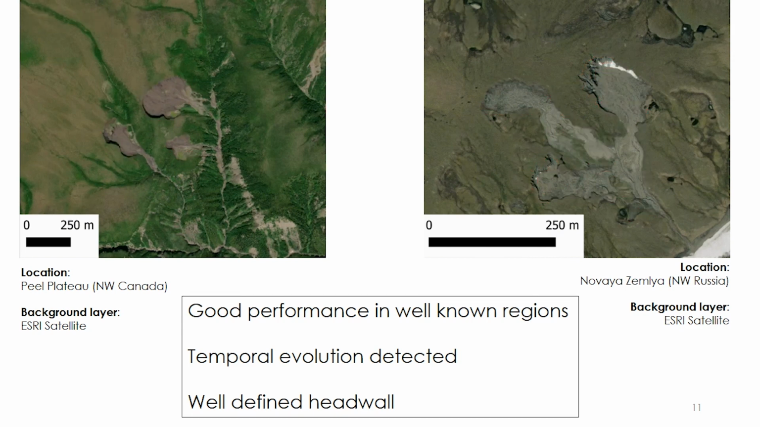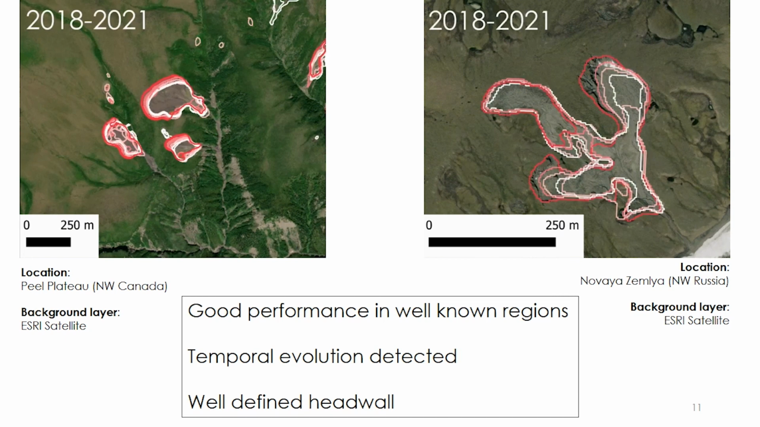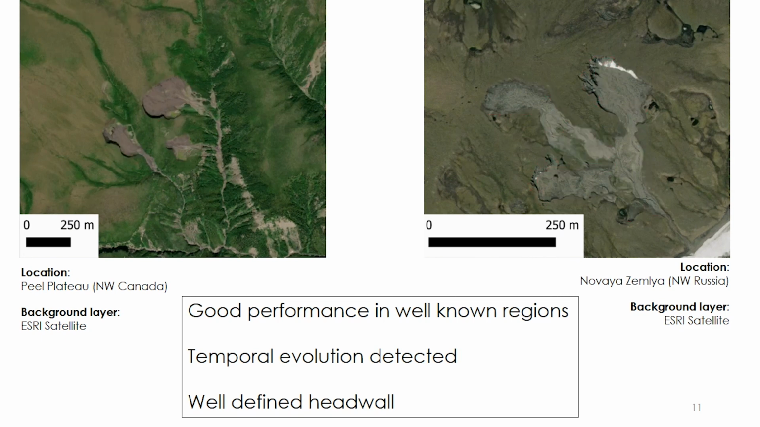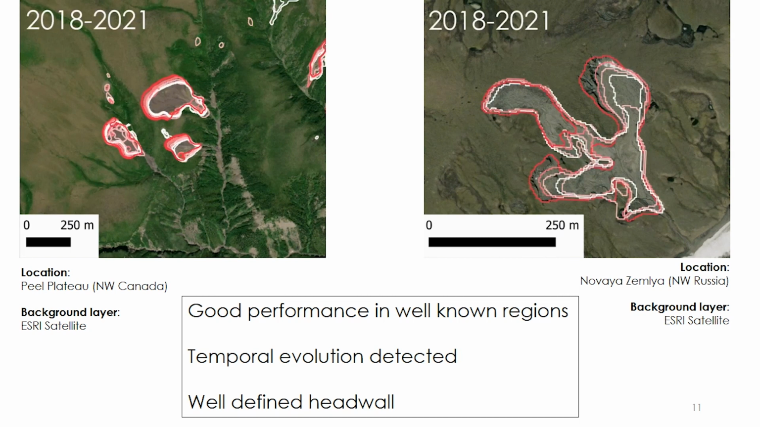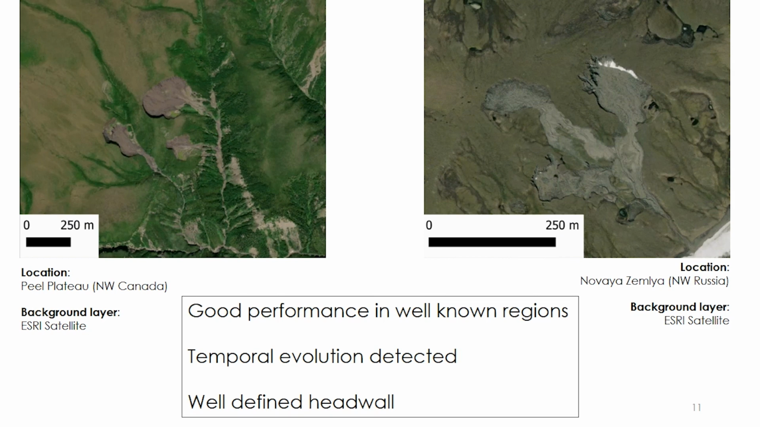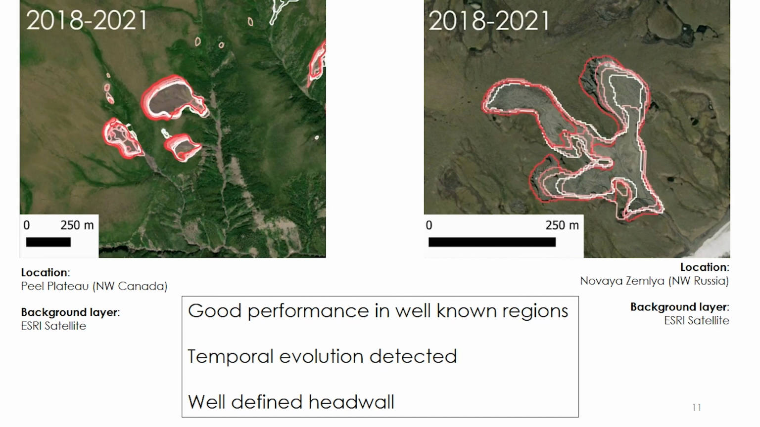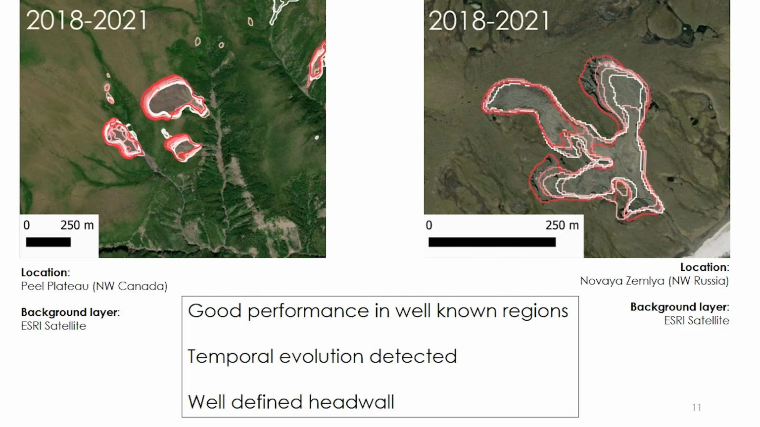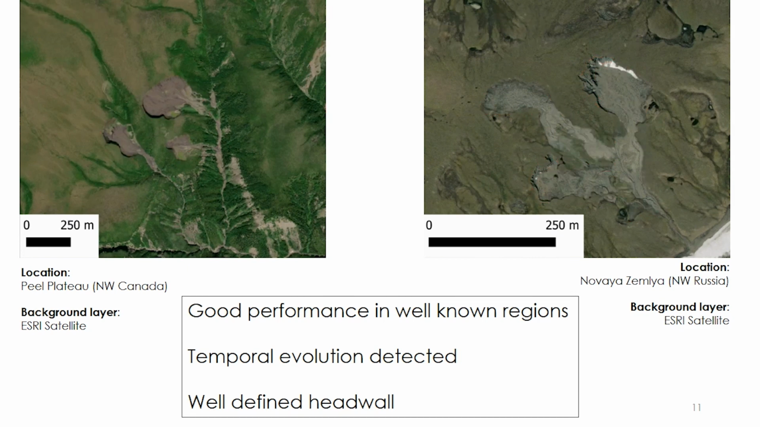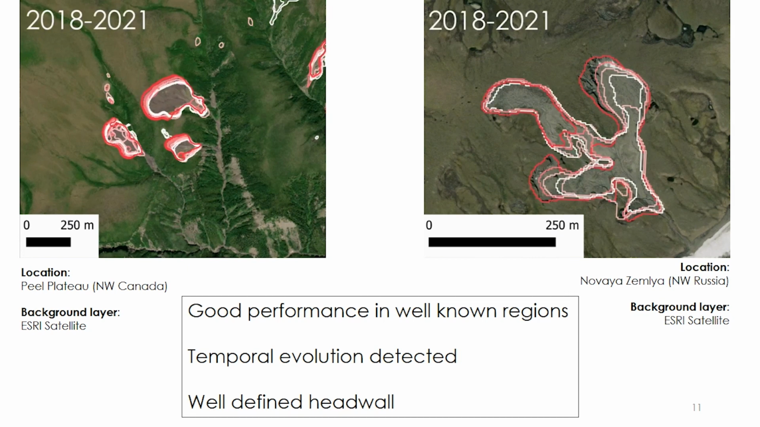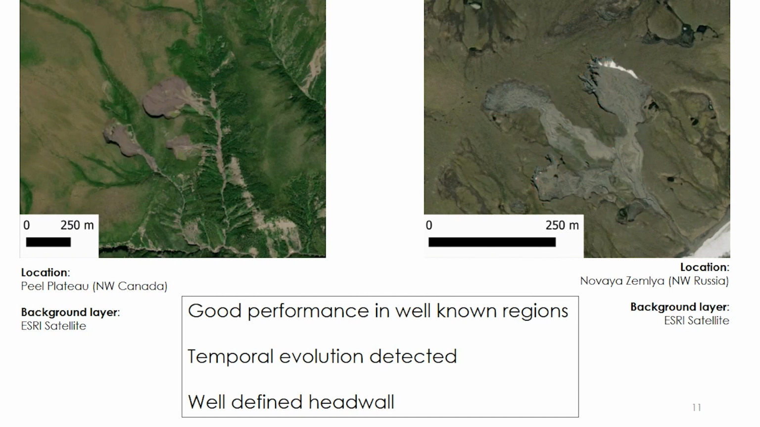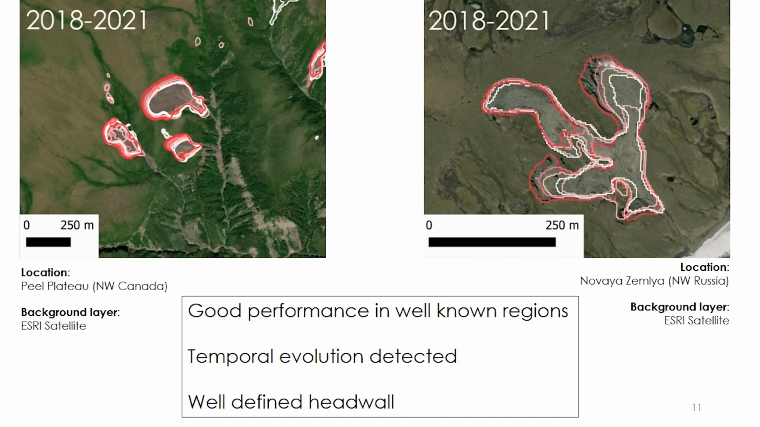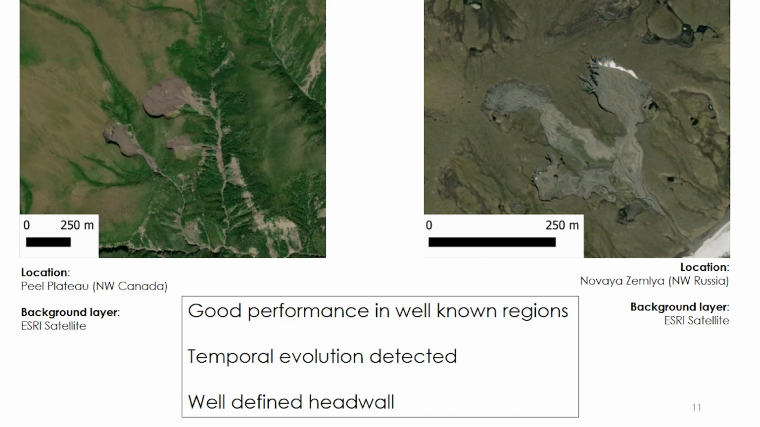Here on the left you see a thaw slump in the Peel Plateau, where you see a nice expansion of the thaw slump, from white in 2018 to red in 2021. On the right-hand side, you see the same in Novaya Zemlya, which is in northwestern Russia. These are the good examples. We see good performance of our model in well-known regions, close to where we trained the data. We can track the temporal evolution where we have good data. And the head wall is pretty nicely defined. The lower parts are a bit trickier because the definition is sometimes a bit fuzzy.